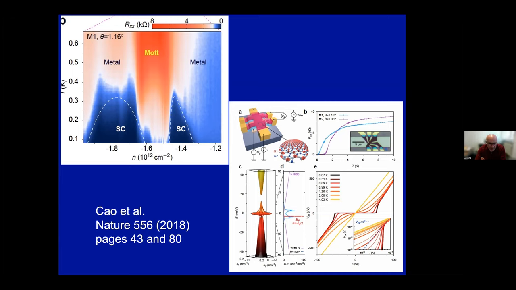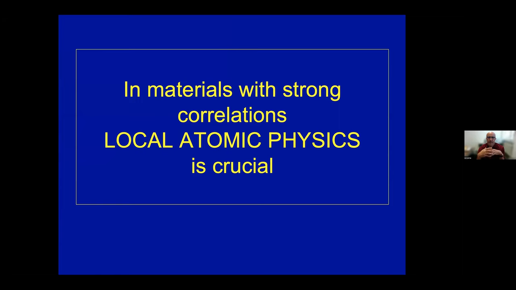So this was to give you a sort of broadband overview of why strong correlations and where do we find in nature strongly correlated electron materials. Now, I would like to emphasize an important aspect of these materials, which I think is really common to all, which is that local atomic physics is crucial in these materials.